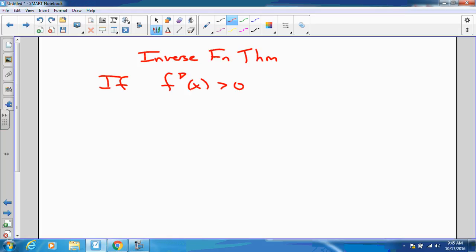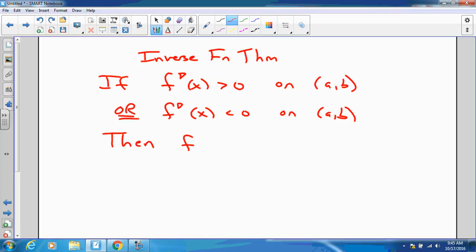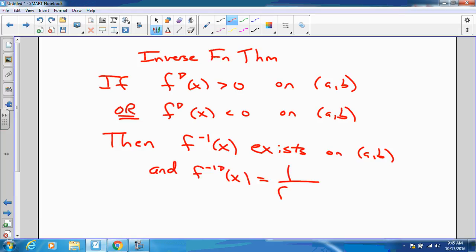There's a condition. If f prime of x is positive on the interval a to b, or if it is negative on the interval a to b, in other words, it has the same sign on the entire interval, then two things: f inverse exists on a to b, and f inverse prime is 1 over f prime of f inverse on that interval.